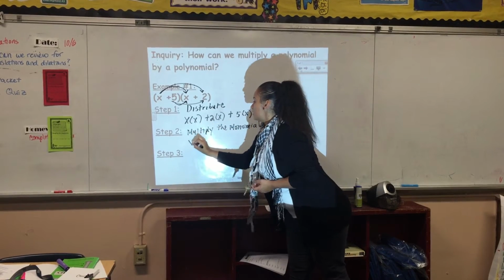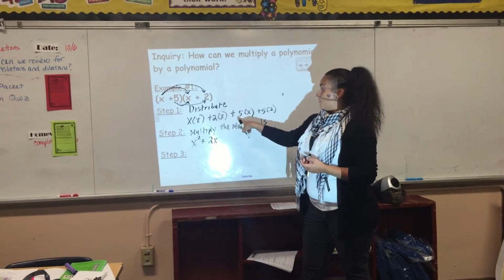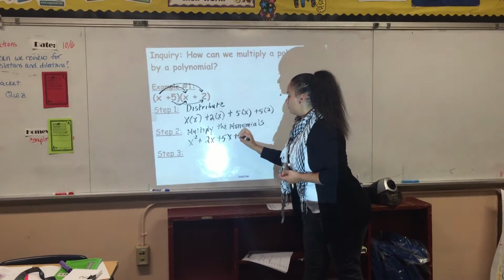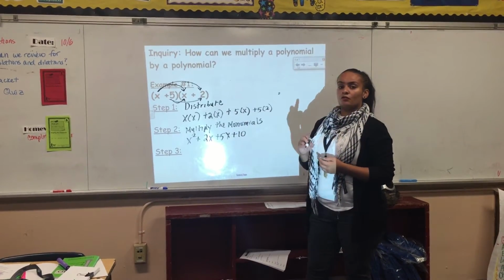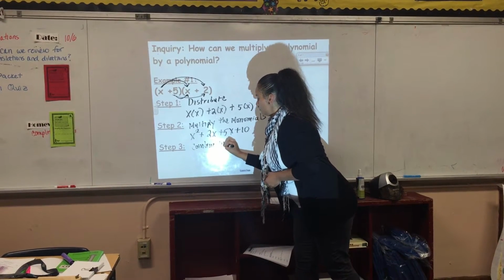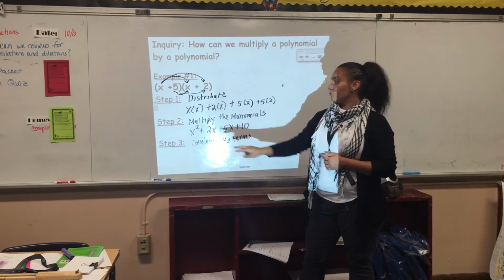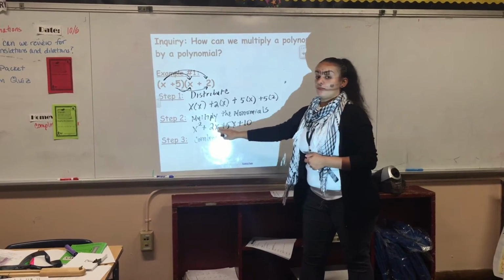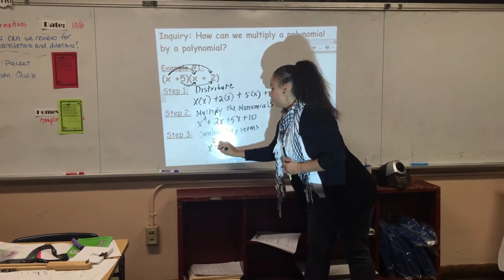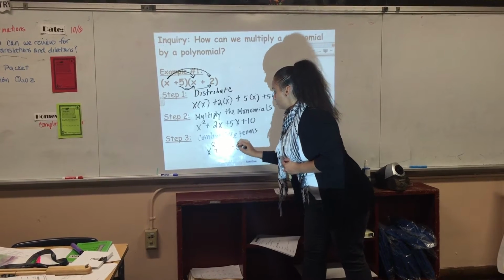So x times x is x squared, plus 2 times x is 2x, 5 times x is 5x, 5 times 2 is 10. Your final step is to combine like terms. In this case, the like terms are 2x and 5x because they have the same variable raised to the same power. So, your final answer will be x squared plus 2 plus 5 is 7x plus 10.